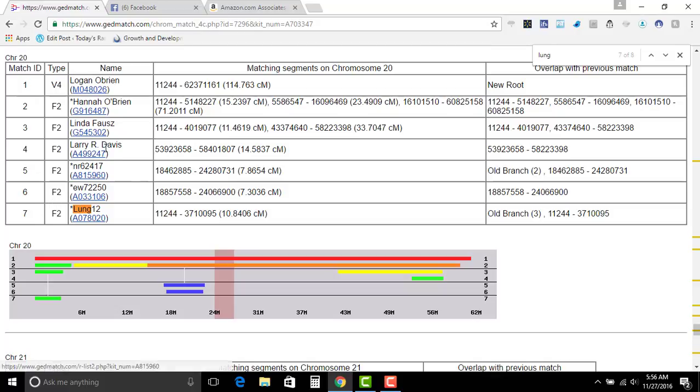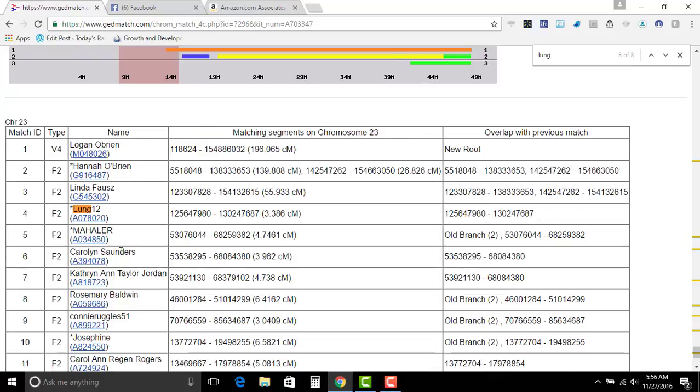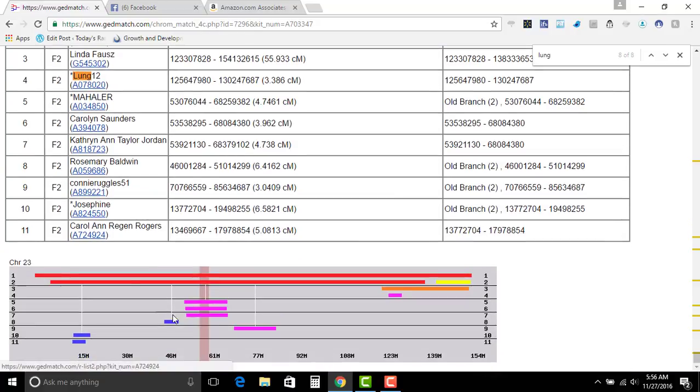And on the set on chromosome 20, she's number 7. We just went over this one. And then on the last, we have her as number 4. So we have number 4, she's out here, and there's nobody else, just 3. So number 3 is my aunt and Long matches.